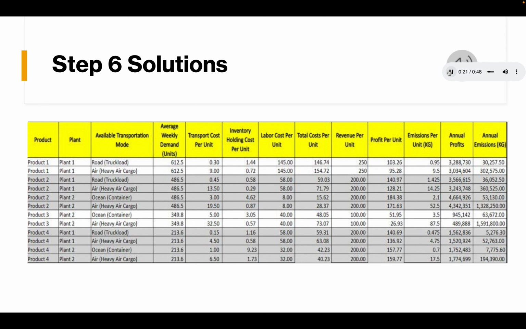And from there, we used these calculations to calculate the annual profits by taking the profit per unit and multiplying that by the average weekly demand, and then multiplying all of that by 52 for the weeks that we recorded the data. We did a very similar process with annual emissions in kg by taking emissions per unit, multiplying that by average weekly demand units as well, and also multiplying that number by 52.